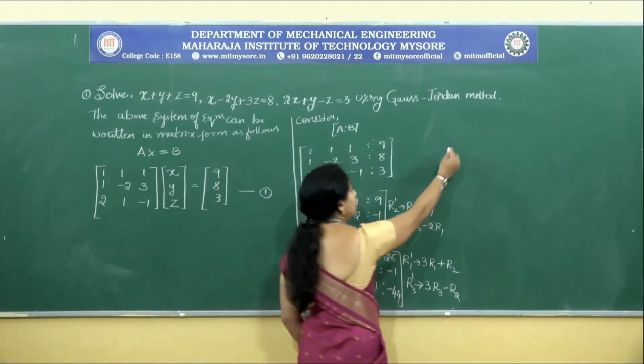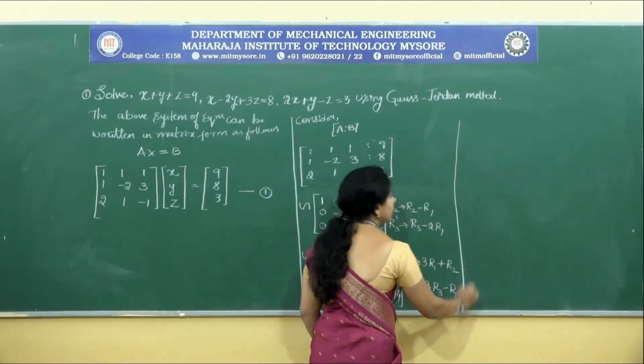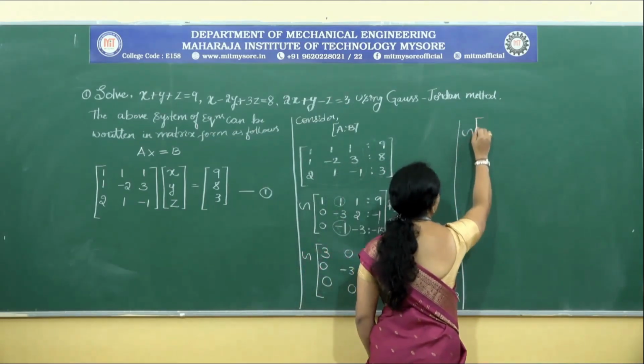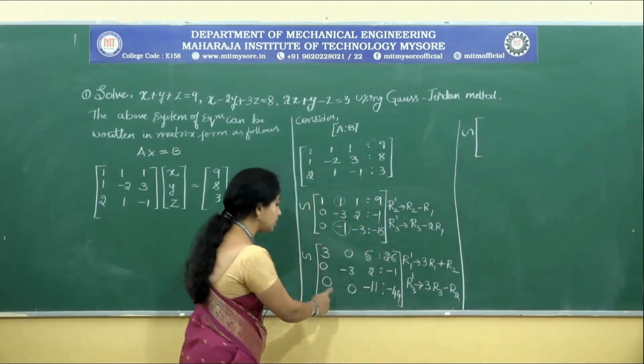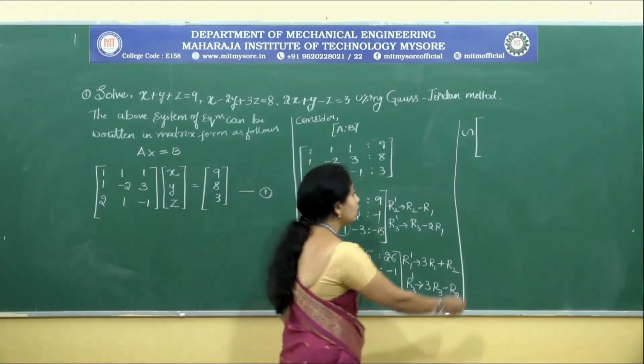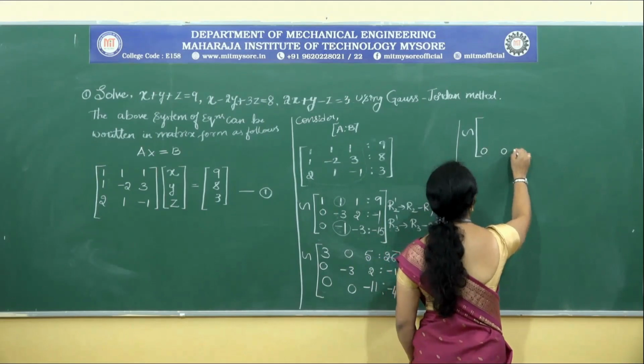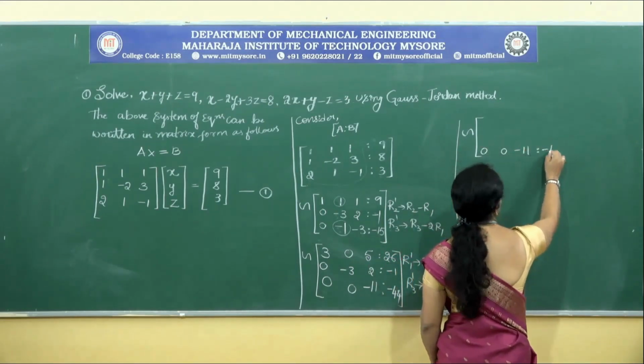Again this matrix is equivalent to, write the last row as it is. What is the last row? 0, 0, minus 11, minus 44.